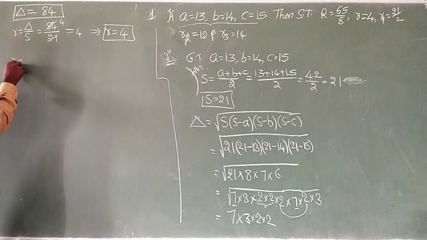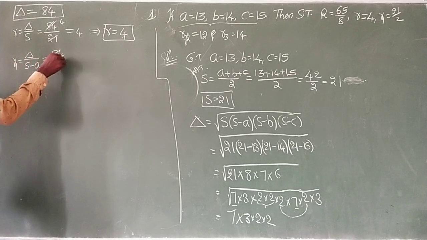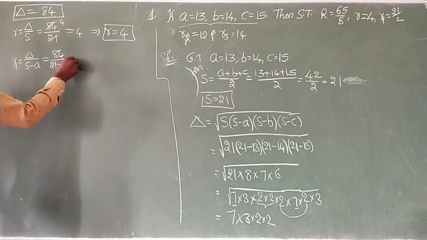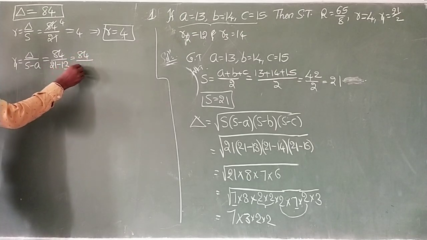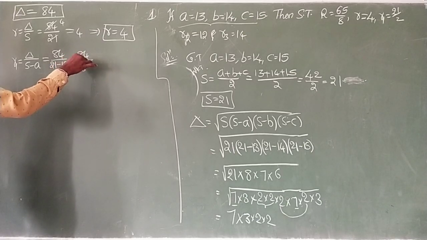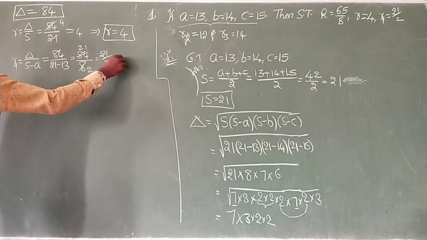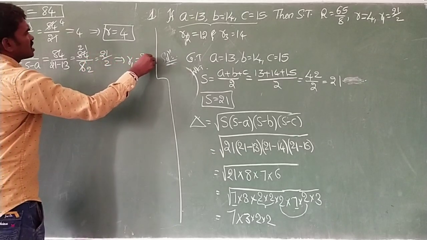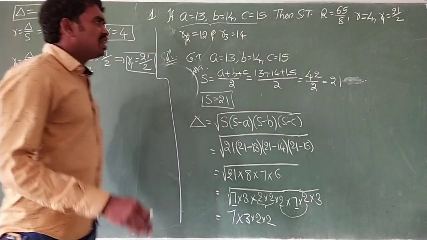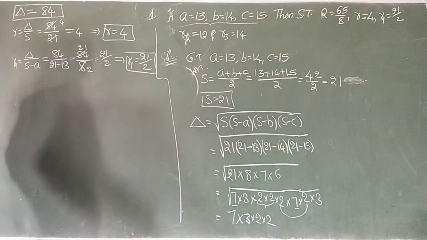For the second value, r1, what is the r1 formula? Delta by (s minus a). So delta is 84, s is 21, minus a, which is 13. So this is equal to 84 by (21 minus 13), how much? 8. Is it 8? Yeah. Now can we cancel? In the 4 table, 4 twos are 8, 4 twos are 8, 4 ones are 4. So that implies r1 is 21 by 2. Got it? Second one also proved. Very simple problem. The same type of question will be asked in the exam, so this is a very important question.